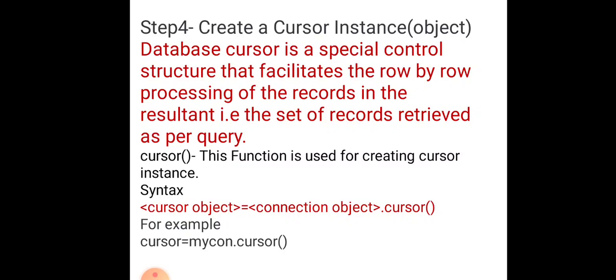And for this we use the cursor function. This function is used for creating a cursor object and the syntax is cursor object equals connection object dot cursor. For example, we are creating a cursor object. cursor equals mycon.cursor, where mycon is the connection name. By using this, we established a database connection through a connection object mycon. And then we created a cursor object using the same connection object.